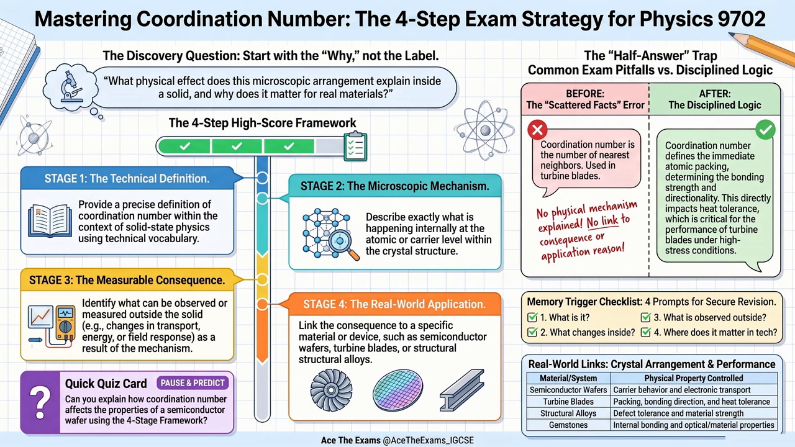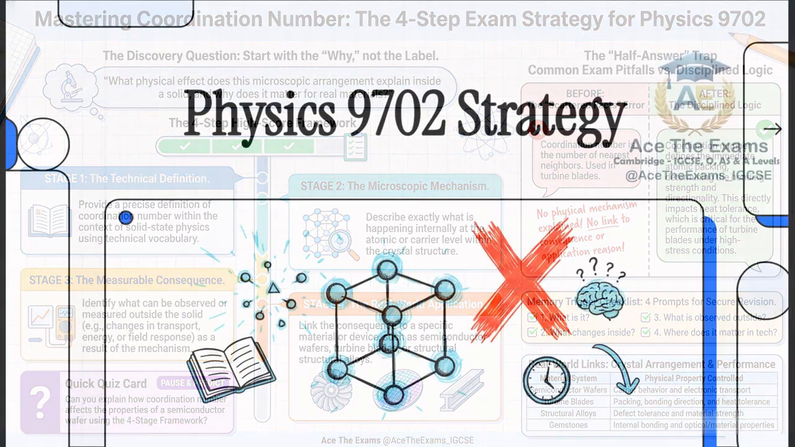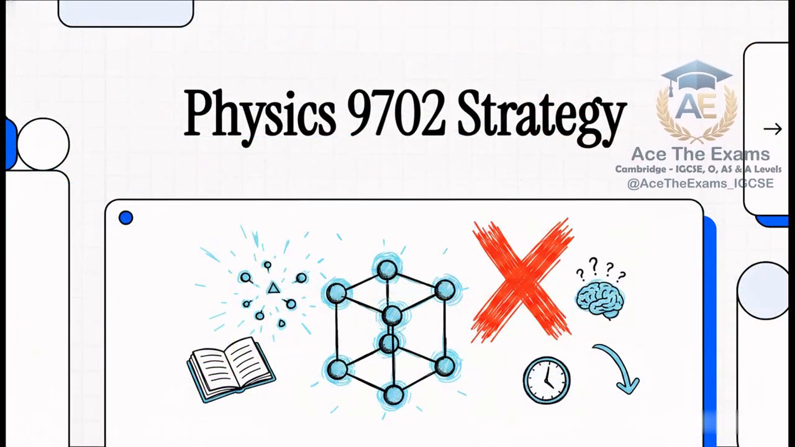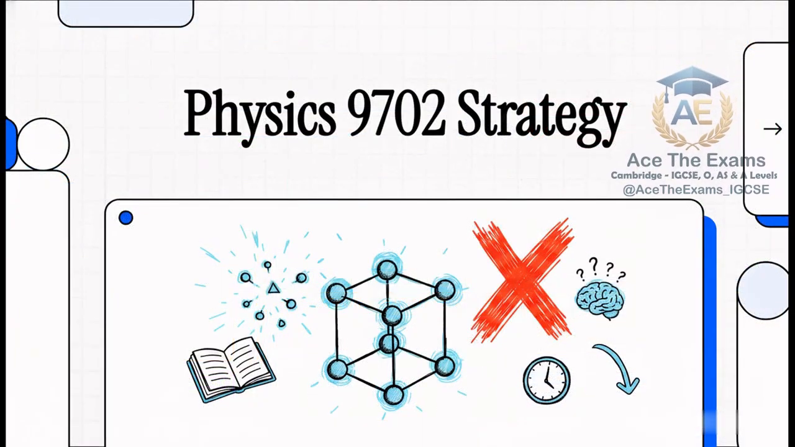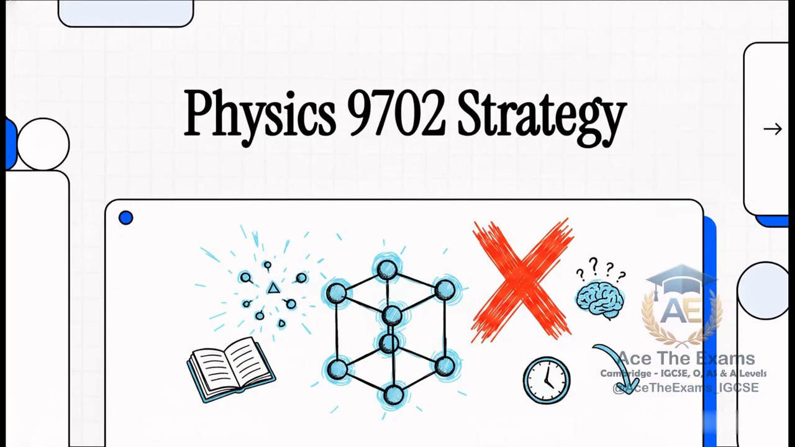Imagine opening your Cambridge Physics 9702 exam paper. You spot a question on solid-state physics, you write down exactly what you memorized from the textbook, and you still lose the top band marks. Sound familiar? It happens all the time.